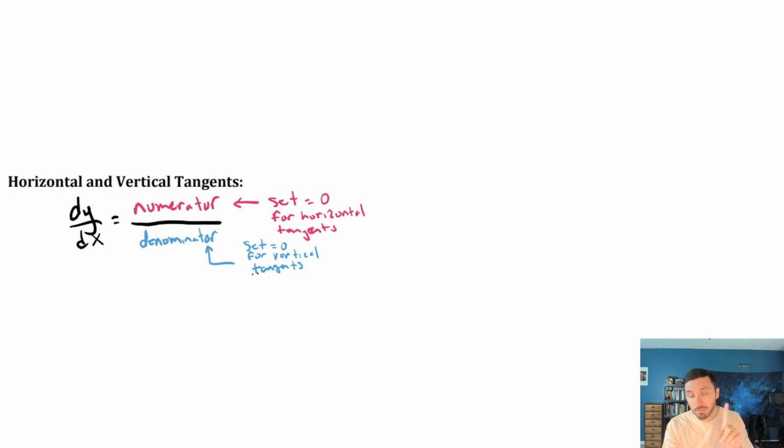You just have to be mindful. I did kind of hand wave over it: you don't want the case of 0 over 0. That is not necessarily a horizontal or vertical tangent, and 0 over 0 is not going to render these scenarios.